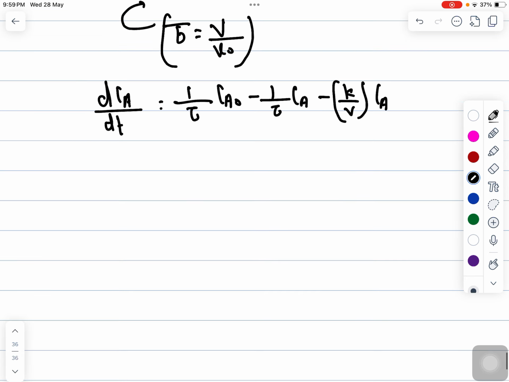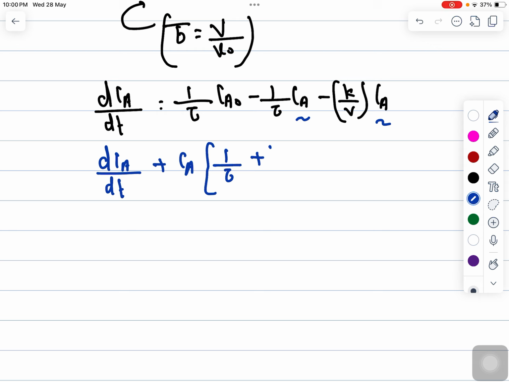Is that clear? So we have three terms regarding Ca. This one is Ca, this one is Ca. So let's try to club these terms together. I can write dCa/dt plus, if I take Ca common here, (1/tau plus K/V). Is that clear? 1 upon tau and K by V.